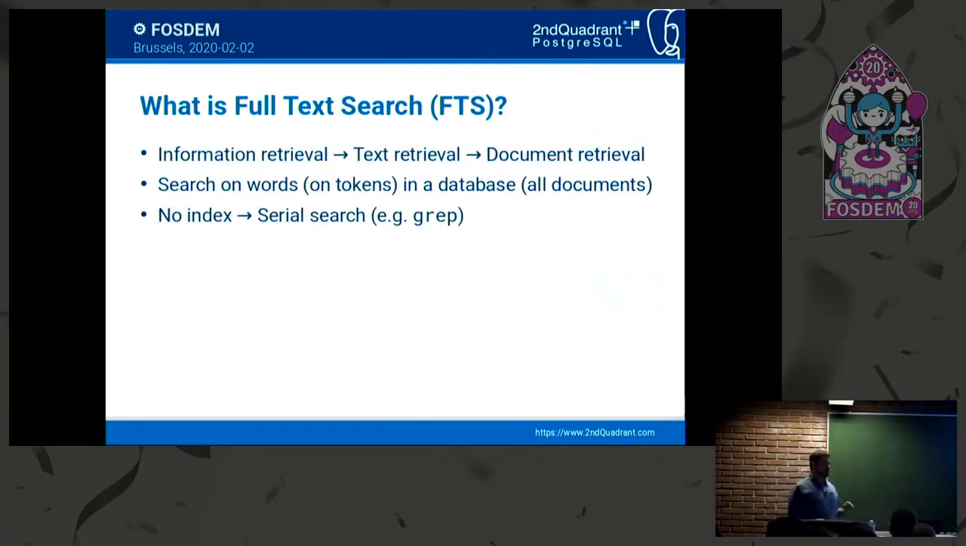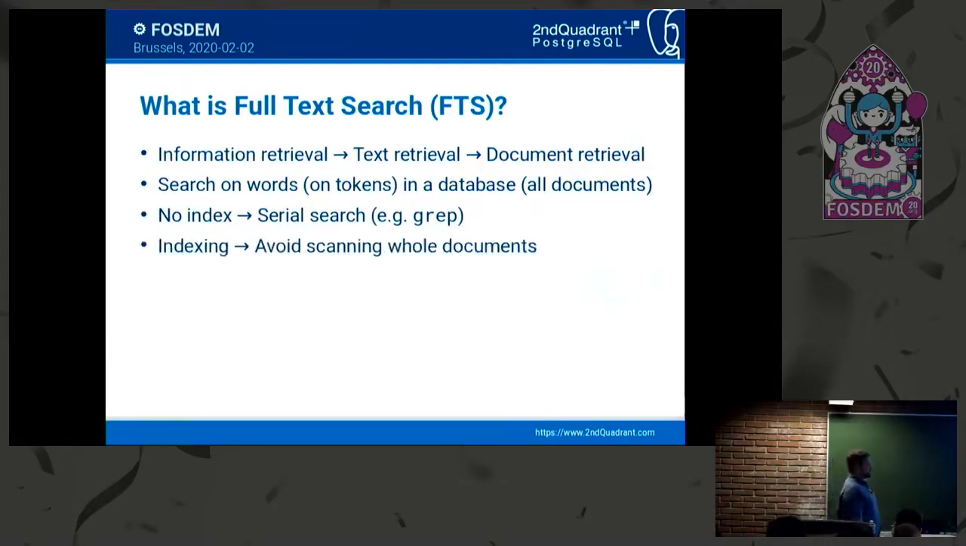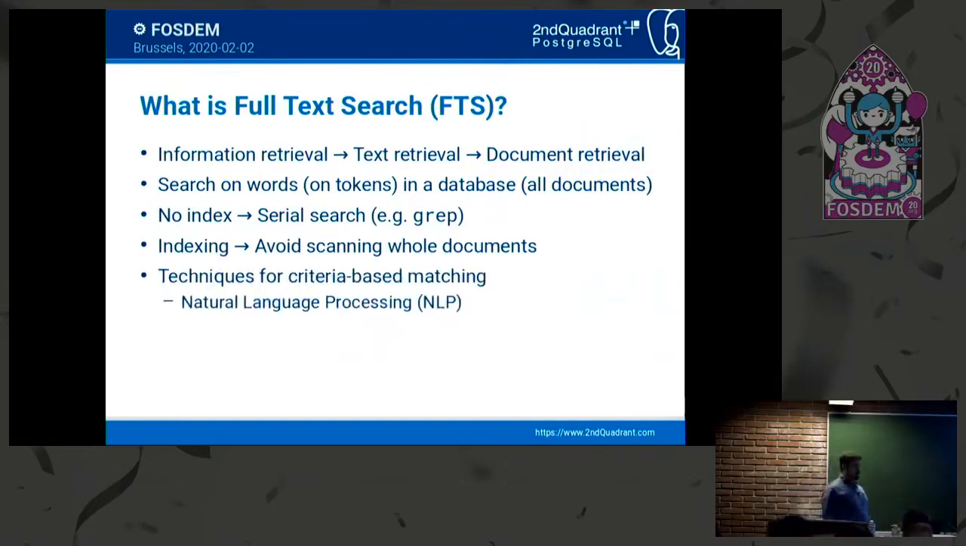If you don't have an index for this, this will degenerate into a serial search. So when you start searching, it won't be faster than grep, because it has to go through the entire document for every document. So you do need an index for this, because you don't want to scan through the entire document. There are also techniques that make it easier to search, and reduce the amount of text based on natural language processing algorithms.